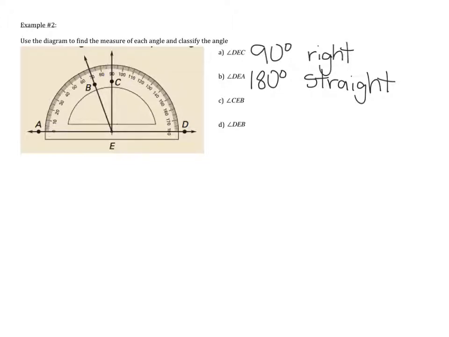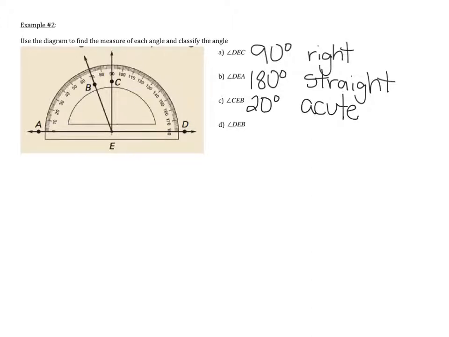Moving on to part C, we have angle CEB. Again, let's look at what that is on the protractor. This one's a little bit tricky because everything's not lined up along the bottom of the protractor. But with some simple arithmetic, we can figure it out. This ray is hitting at 90 degrees. This ray is hitting at 70 degrees. So the number of degrees between 90 and 70 would be 20. If I have an angle that is equal to 20 degrees, that would be classified as an acute angle.